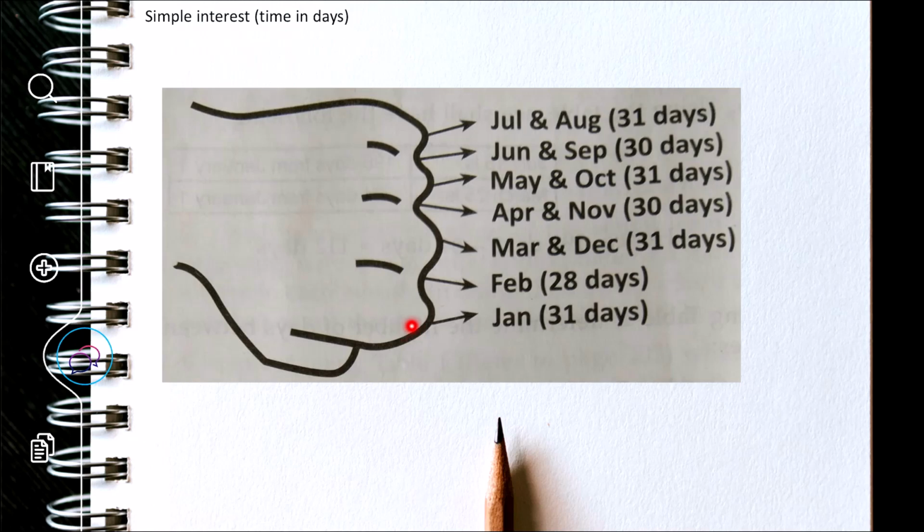Yung mga nasa knuckle, that is 31 days. At yung nasa baba, yung wala sa knuckle, that is 30 days. Maliban kay February, that's 28. And then, ganun po, pag nasa knuckle, 31. Pag nasa baba, is 30 days. Ganun po magbilang, ha? Okay.